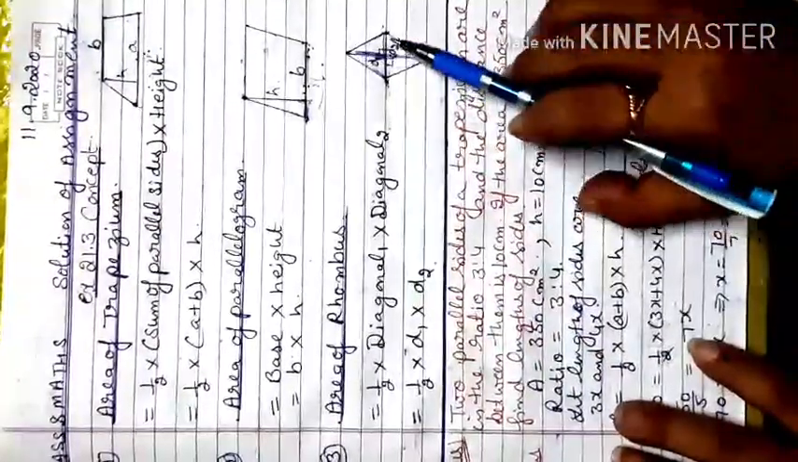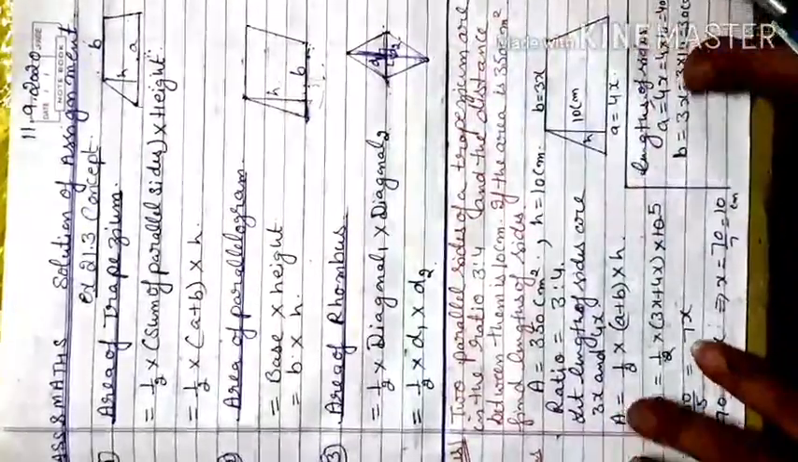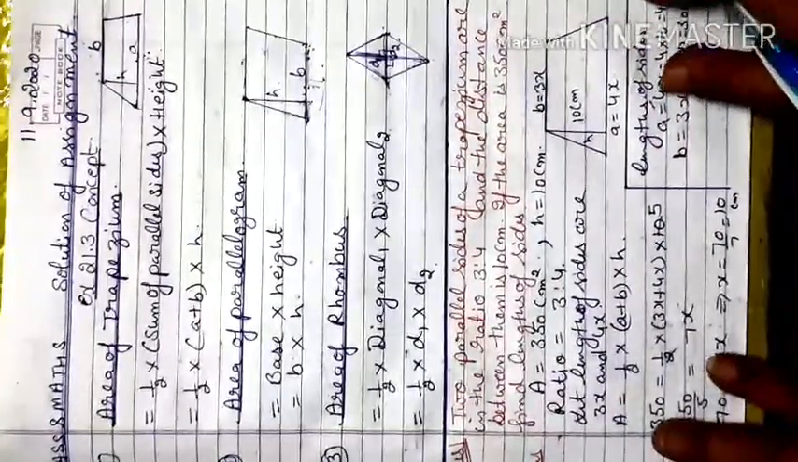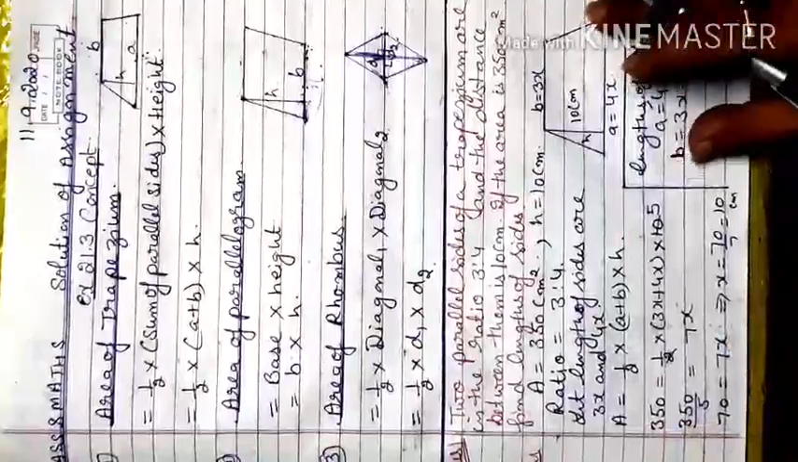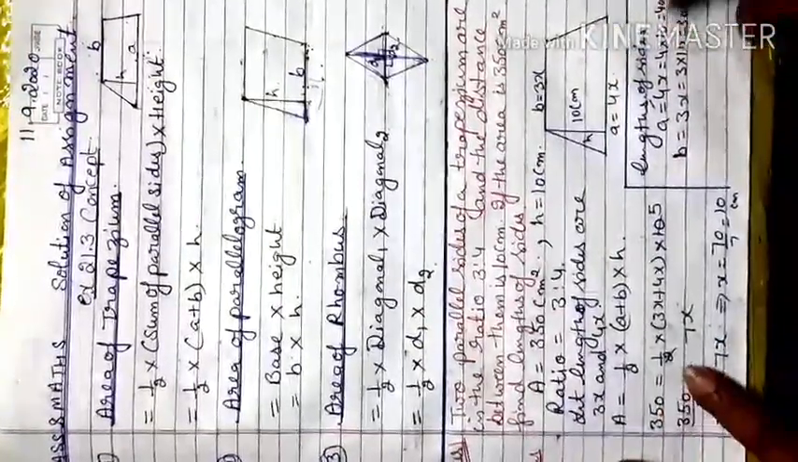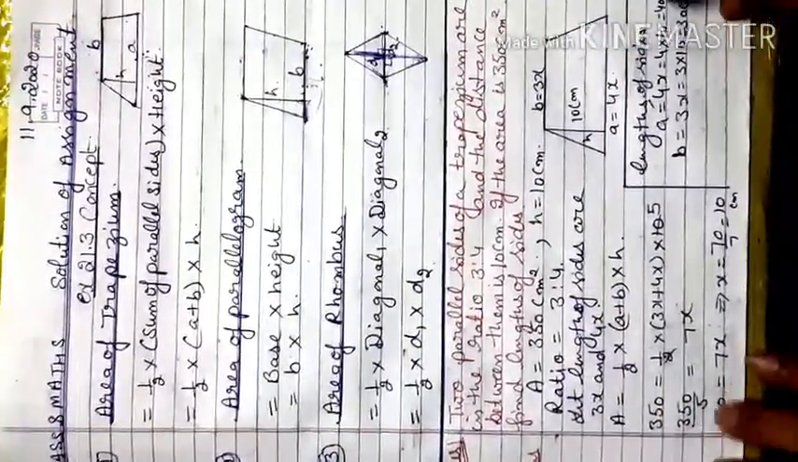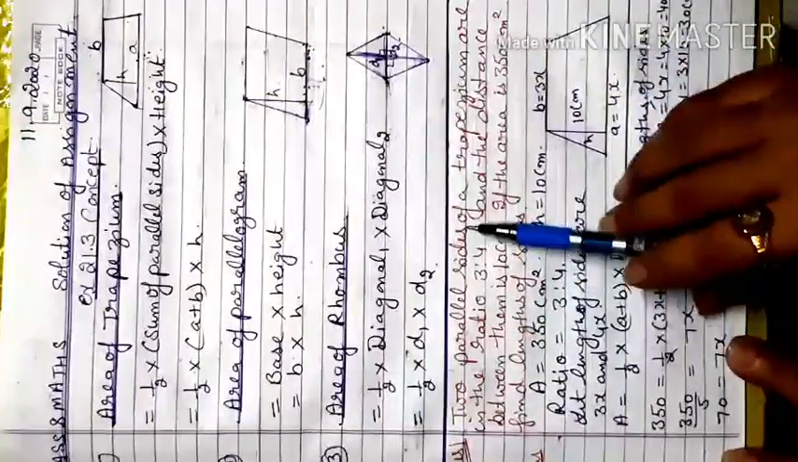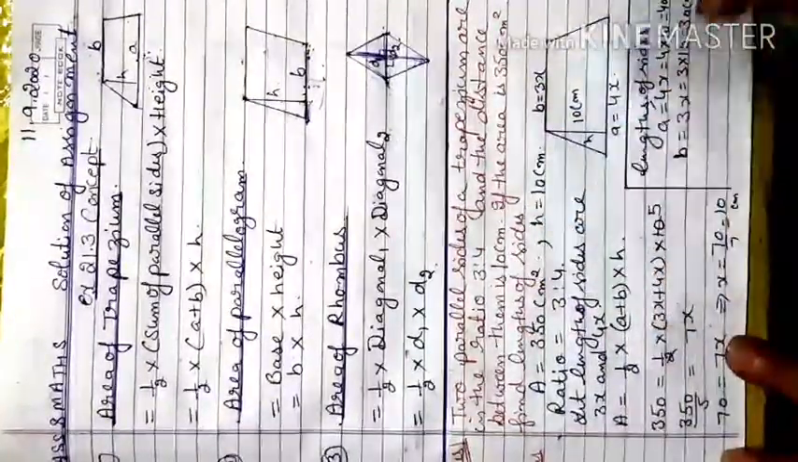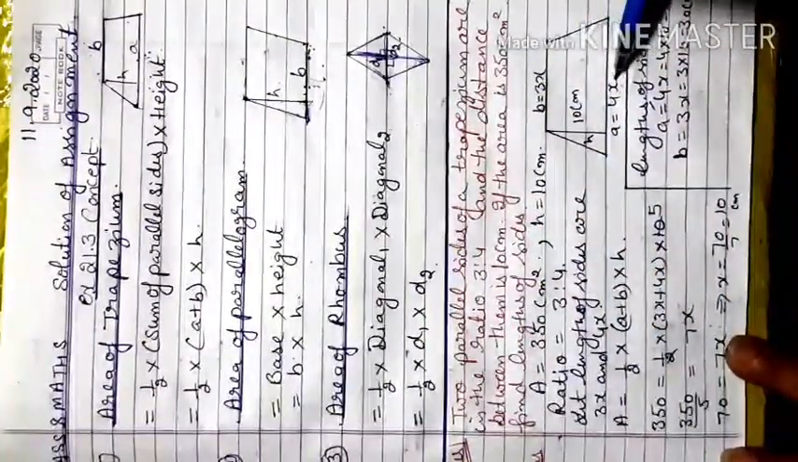If the measurements of diagonal 1 and diagonal 2 are given, you just multiply these two diagonals and divide by 2, and that gives you the area of the rhombus. So in this there are a few important questions. In the first, two parallel sides of a trapezium are in the ratio 3:4. So these are the two parallel sides.